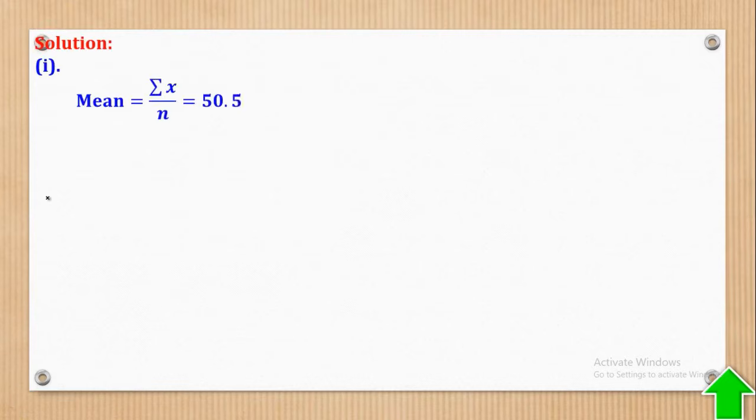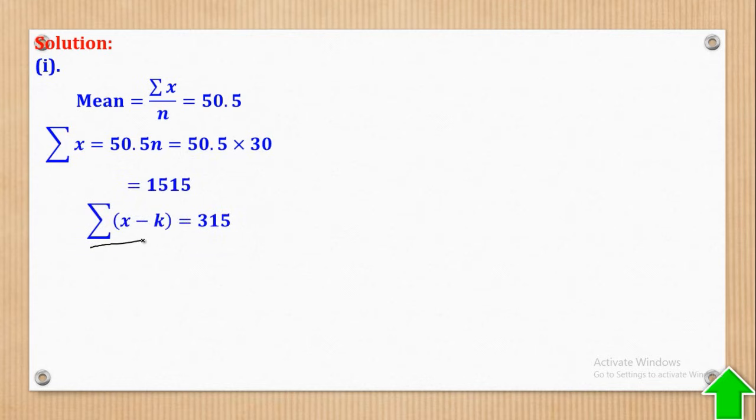So yeah, start with part (i). So mean is 50.5, so mean is summation of x over n, and it was given as 50.5. So what I'm going to do, I'll cross multiply to come up with summation of x being equal to this, but the value of n was given as 30, so I'll substitute for n and be able to get the value of summation of x.